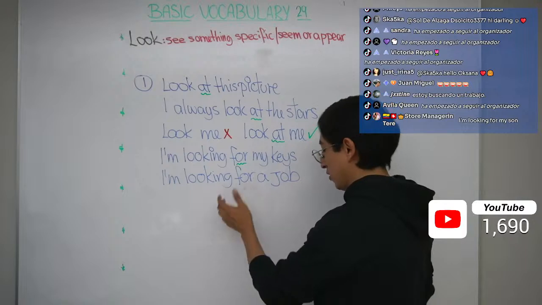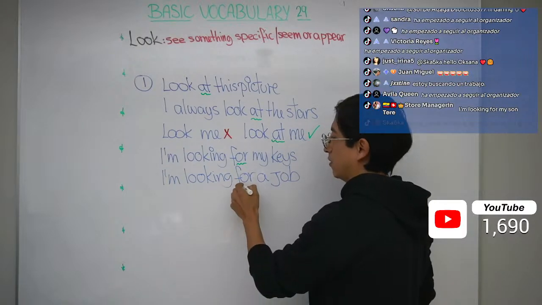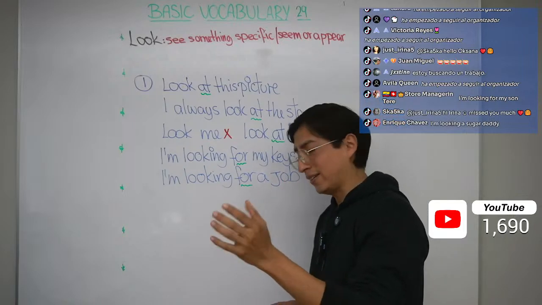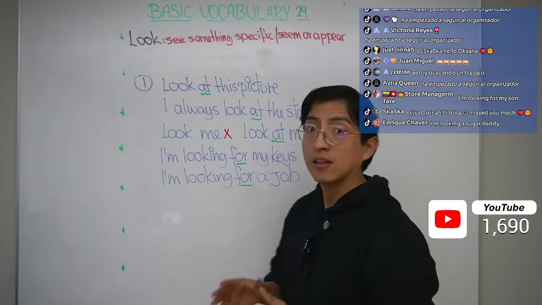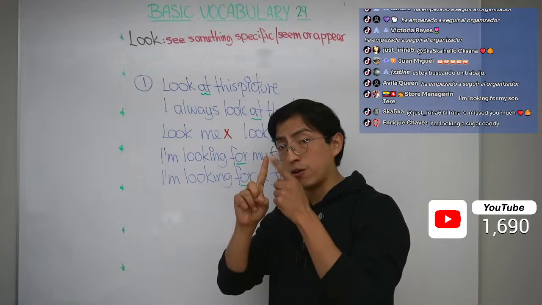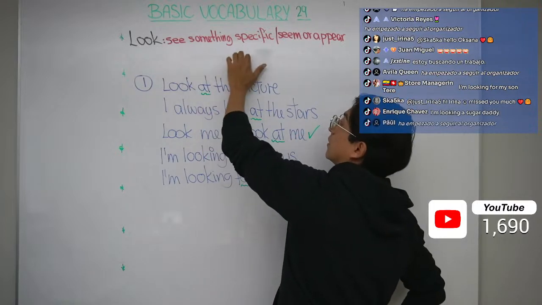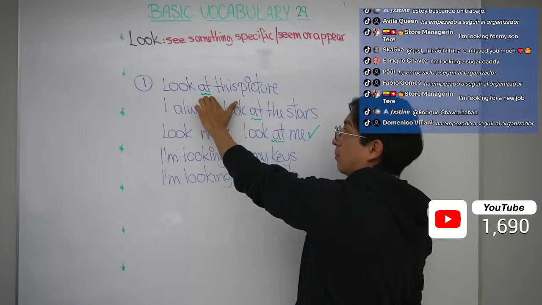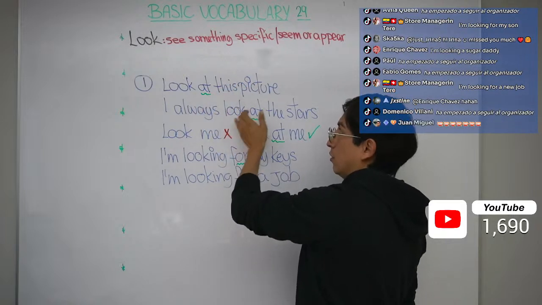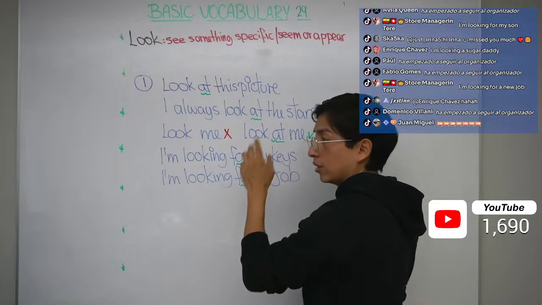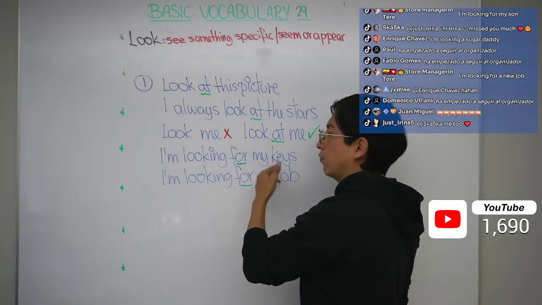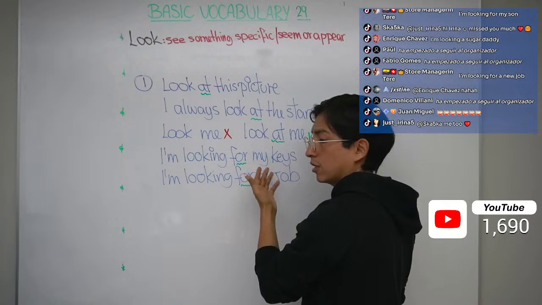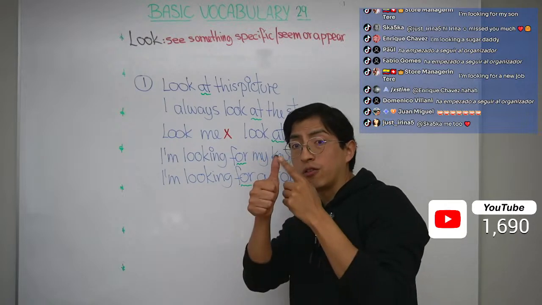Yes? So you can also use this for figurative things too, or some ideas, okay? I'm looking for an incredible idea. Yes, that's also what we can use here. So, guys, we're gonna use here this first meaning, okay? We see something specific. Remember that we need to use first the preposition at: look at this picture, look at the stars, look at me. Or you can use this other preposition: looking for my keys, looking for my cell phone, looking for a job, looking for an opportunity, looking for an idea. Okay, this is the first meaning.